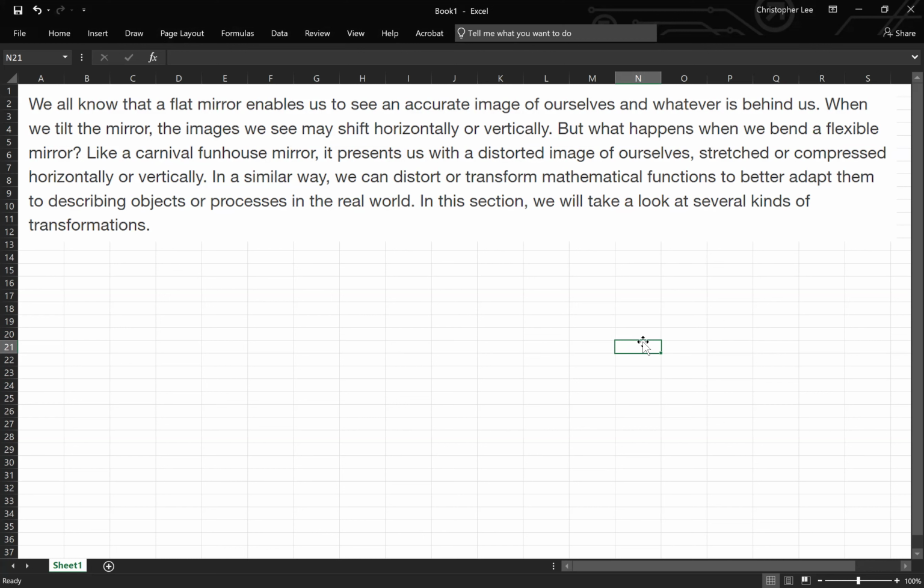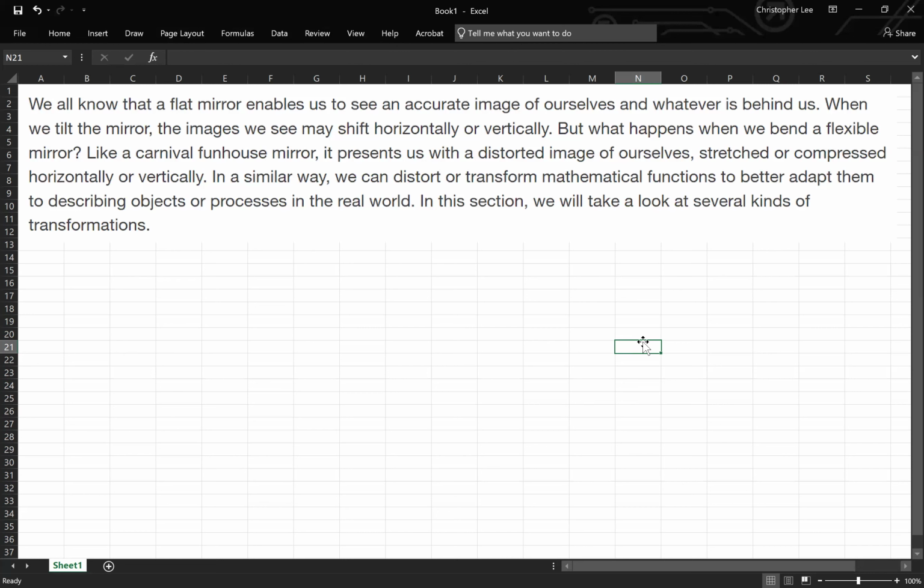When we tilt the mirror, the image we see may shift horizontally or vertically. But what happens when we bend a flexible mirror, like a carnival funhouse mirror? It presents us with a distorted image of ourselves, stretched or compressed horizontally or vertically.